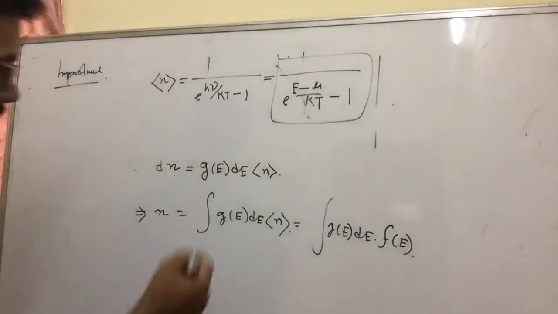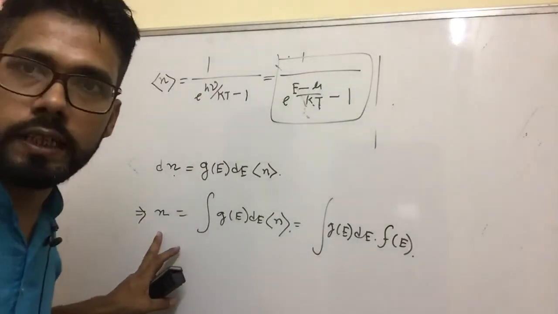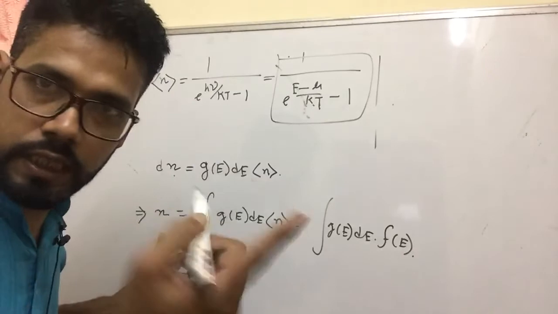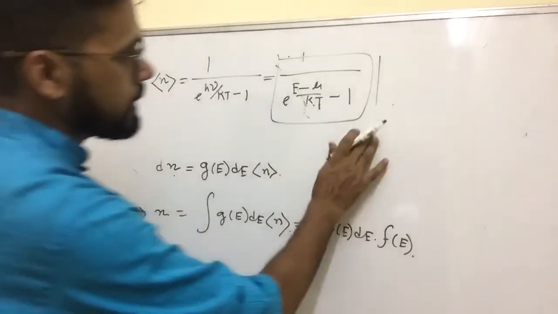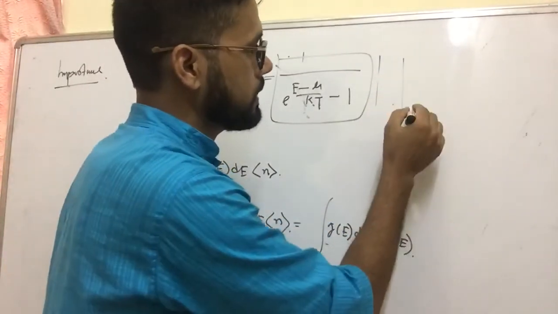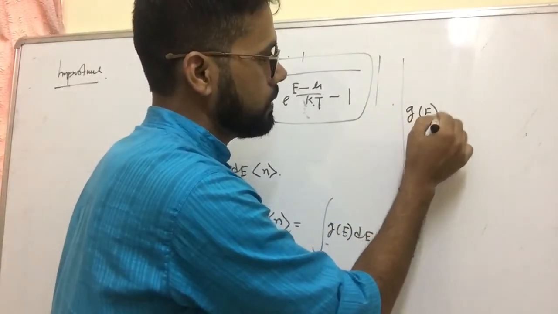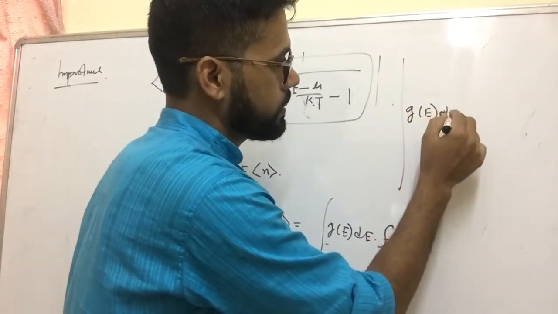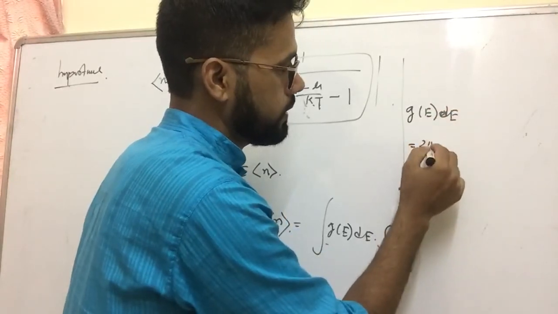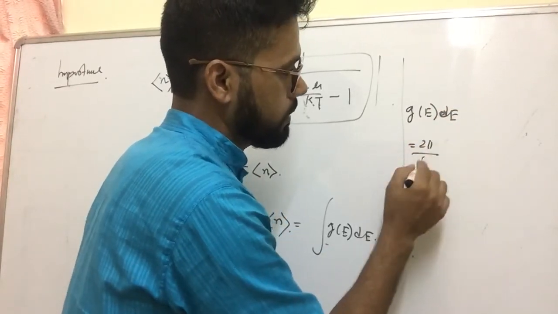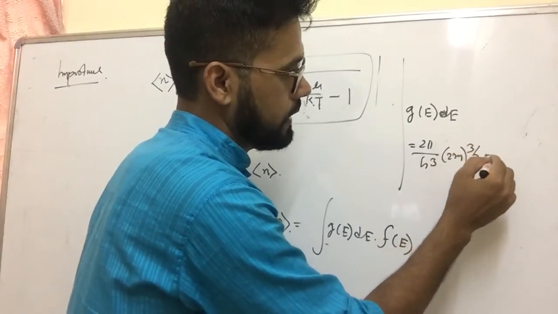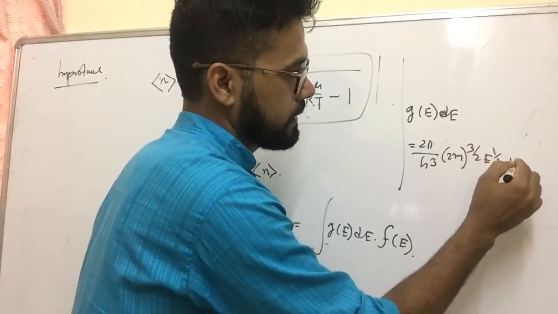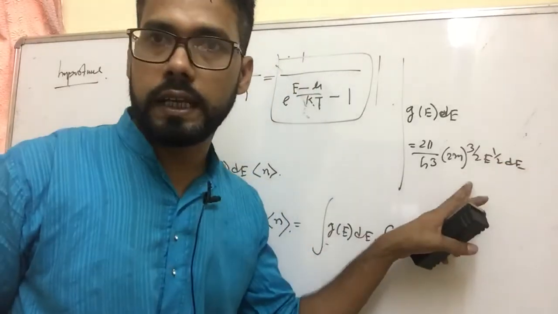Suppose now I am going to calculate the total carrier concentration in a semiconductor. Suppose electron, then what will I do? What am I getting for the electron or fermion density of state G? G dE equals 2 pi by h cube, twice m to the power 3 by 2, E to the power half dE. Is it okay? This is for the electron.